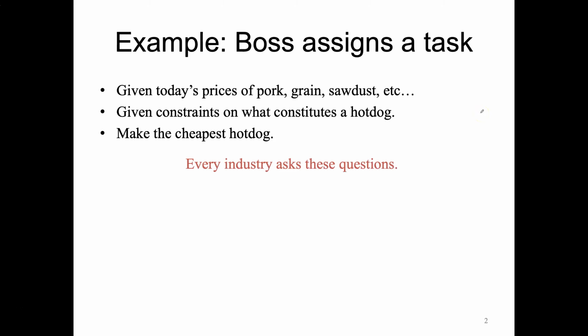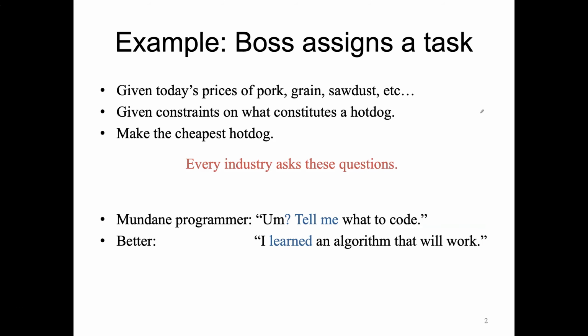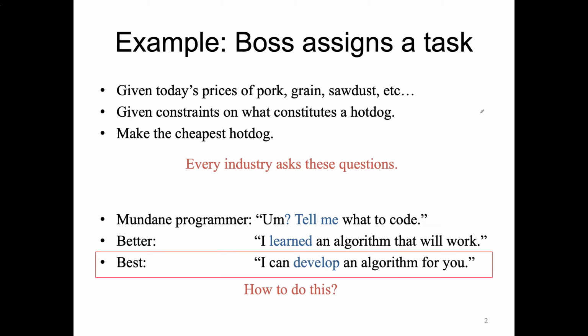Every industry asks these types of questions. Now, a mundane programmer might say, okay, I can code, but you have to tell me what to do. This is essentially a typist that knows a programming language. It would be better if you could say, I learned an algorithm that will work for this problem, which I can apply here. But the best scenario is that you can say to your boss, I can develop an algorithm that will fit this specific scenario. This is what we're striving towards. How can you do this? And how can I teach you this?